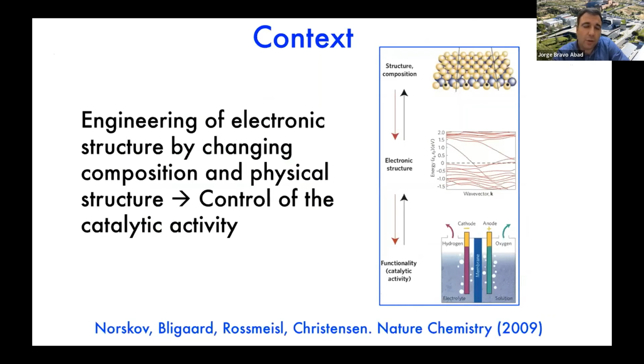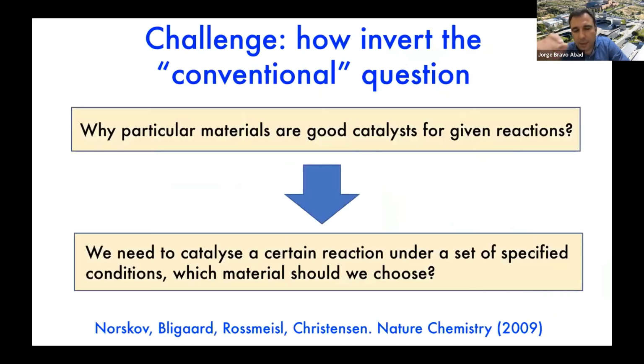In order to control the catalytic activity of some material, you need to engineer that material, so you can engineer the electronic structure by changing the composition and the physical structure of your material. That's the key point. You need to start thinking in a different way.